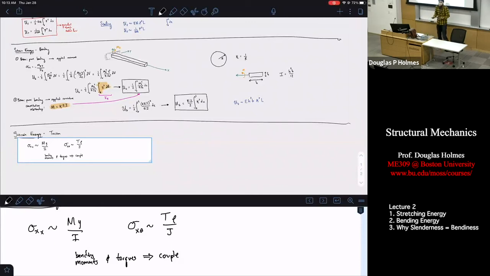Even Hooke's law looks the same, right? Hooke's law, as we're used to seeing it, is stress equal to Young's modulus times strain. Hooke's law in shear, same thing. Stress is equal to shear modulus times shear strain.